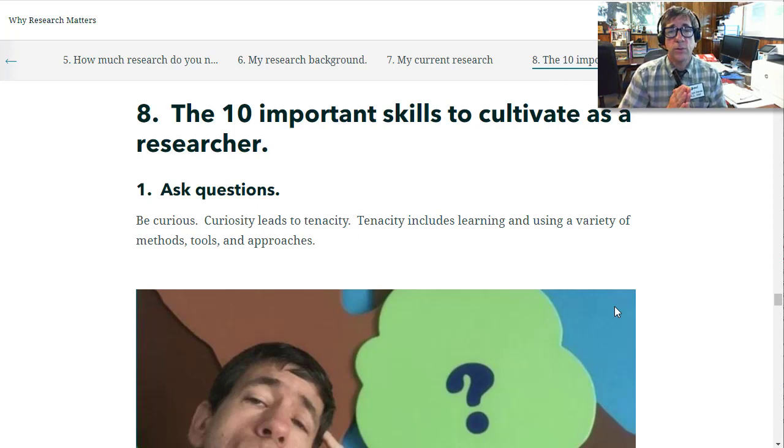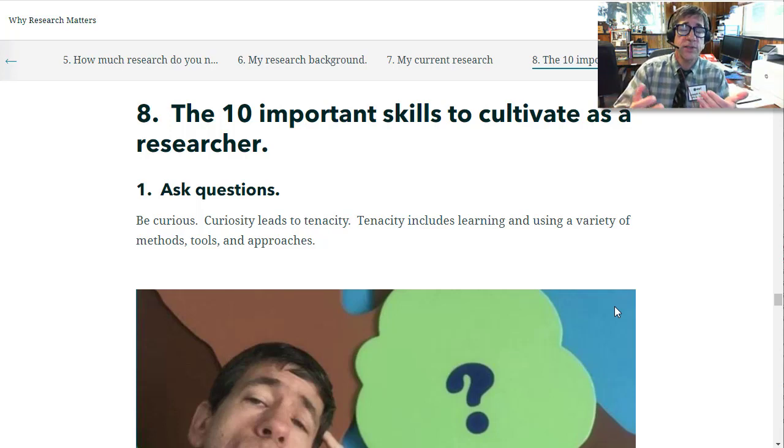Now that brings me to my top 10 important skills to cultivate as a researcher. My recommendation to you all. Is this the only set of skills? No, and it may not be your top 10. We can have a debate and discussion. I welcome your comments about this. But this is, based on my experience, the most important skills.